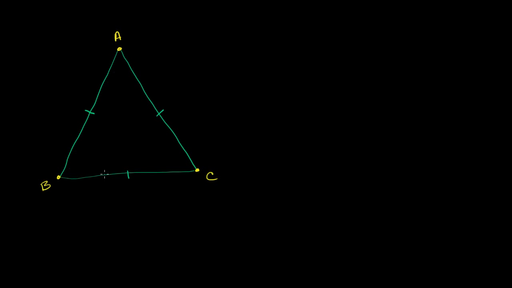What we've got over here is a triangle where all three sides have the same length, or all three sides are congruent to each other. And a triangle like this we call equilateral. This is an equilateral triangle. Now what I want to do is prove that if all three sides are the same, then we know that all three angles are going to have the same measure.